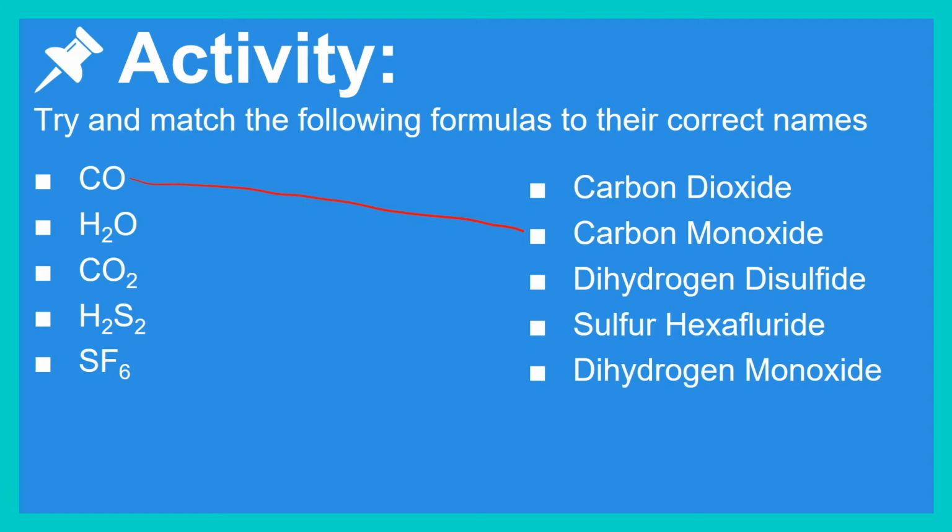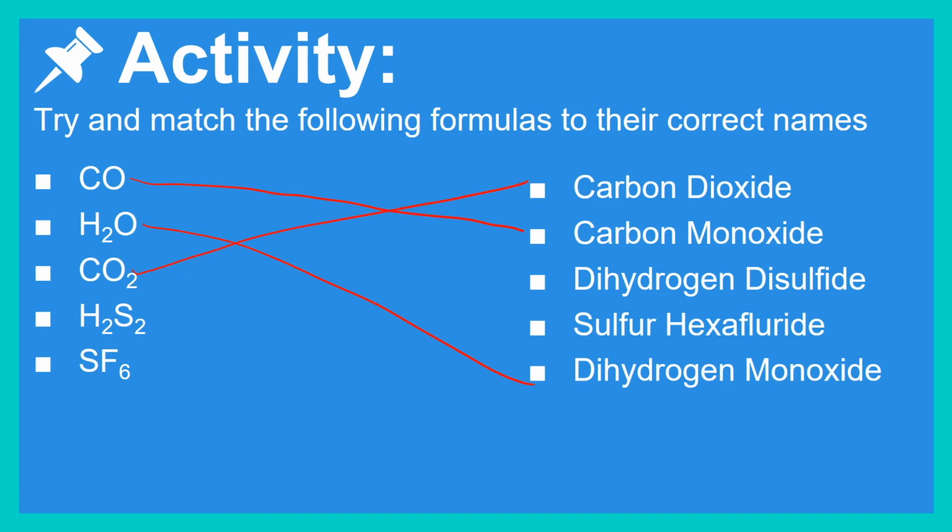Now, we talked about this before. H2 means it's dihydrogen, and the O means monoxide. That's the proper name for water, would be dihydrogen monoxide. Third one down, CO2. Very similar to our first one, so it's going to be another carbon, but this time instead of being monoxide, it's carbon dioxide.